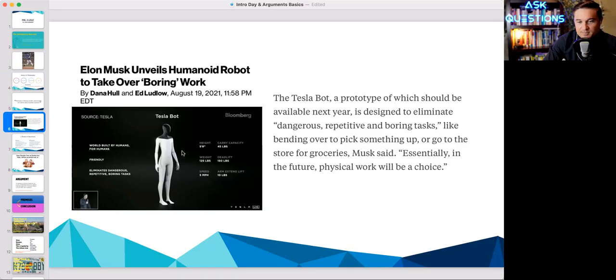And this might be in our future, the Tesla bot. So if you don't want to go to the grocery store anymore or pick up things around the house, that's okay. You can have a Tesla bot and it will make your life easier and you can focus on doing more important things in your life.